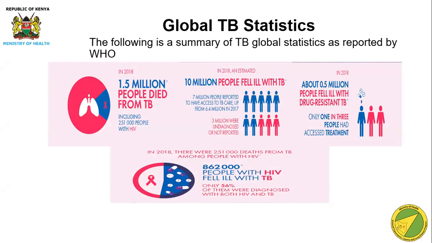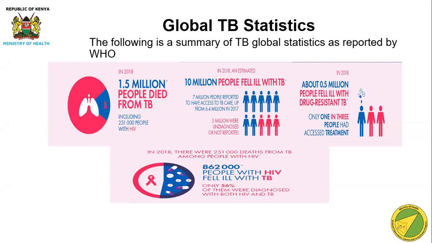This is data published in 2018, showing that about 10 million people fell ill with TB that year. About 7 million people reported having access to TB care, while in 2017 there were 6.4 million, so about a 600,000 increase in access to TB care. However, 3 million were undiagnosed or not reported.